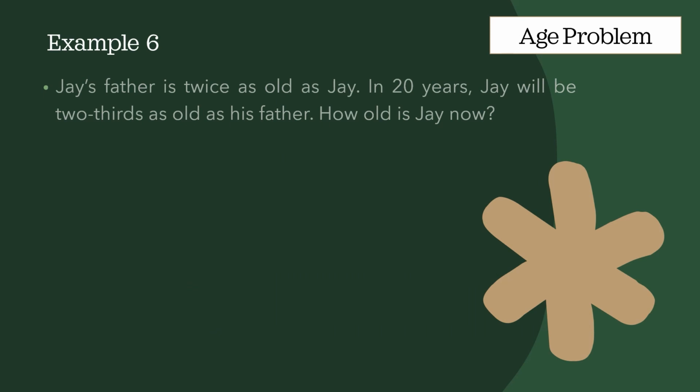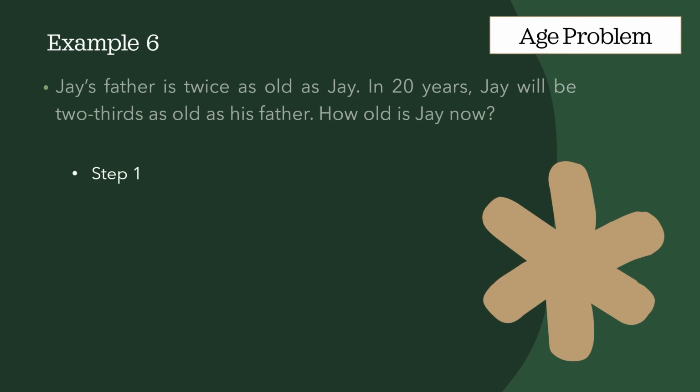Example number 6 is an example of age problem. J's father is twice as old as J. In 20 years, J will be 2/3 as old as his father. How old is J now?